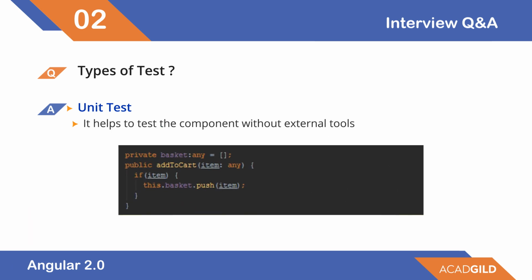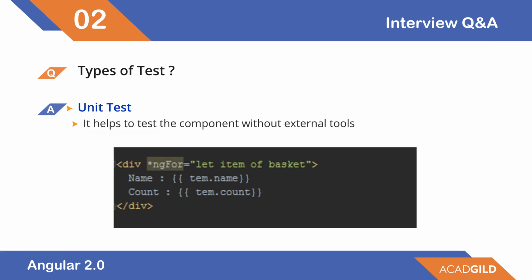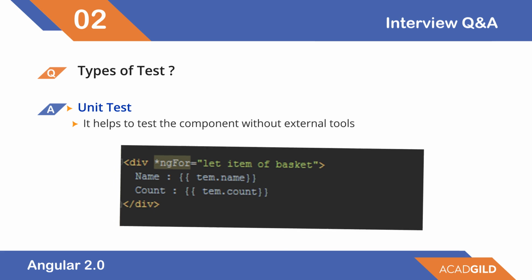Here we have an addToCart function, which adds an item to a basket array. Now, if we need to show this basket list in HTML, we need to bind it. How can we test this binding, because with unit tests we can test only the component's part, not its template? For example, in the HTML we have this ngFor loop which will iterate through the basket object and show its name and its count. But with unit tests, we can't do that. So for that, we need to do some integration tests.